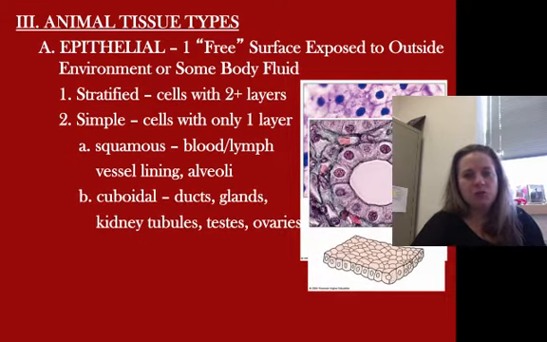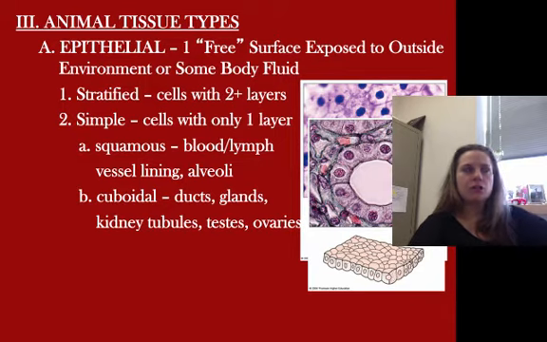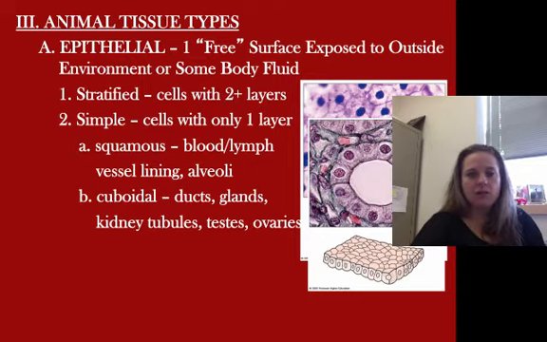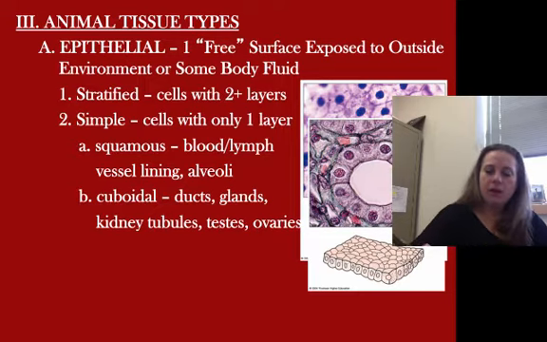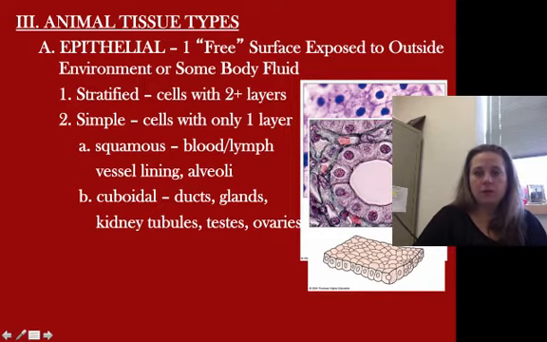We also have cuboidal cells. These are the cells that create the ducts, which are kind of like tubular secretion pathways. Our glands have these, as well as the tubules, and the testes and the ovaries are made up of cuboidal epithelial, because as you can see, they're nice and square.